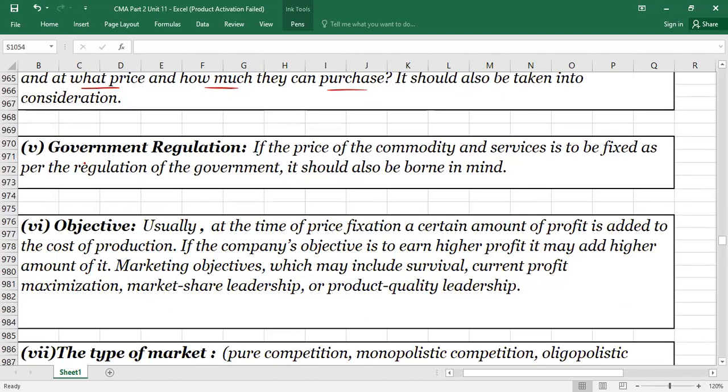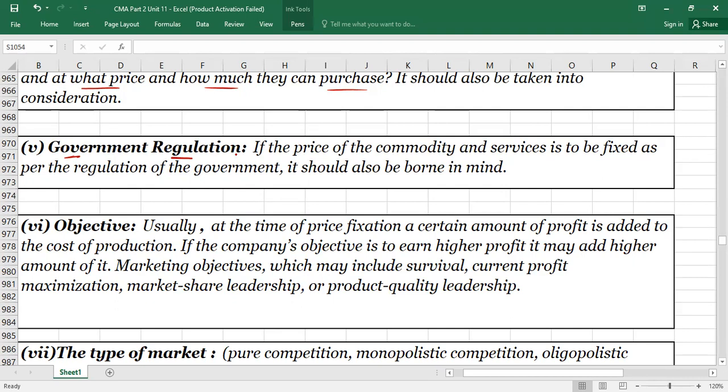Then we have factor number five, which is called government regulation. Sometimes, for example, for basic necessities like wheat, rice, these kinds of things, governments will fix the price of the product. And obviously, if you try to sell your product above the government price, it is considered a violation of government laws and regulations. So they may impose a fine on you.